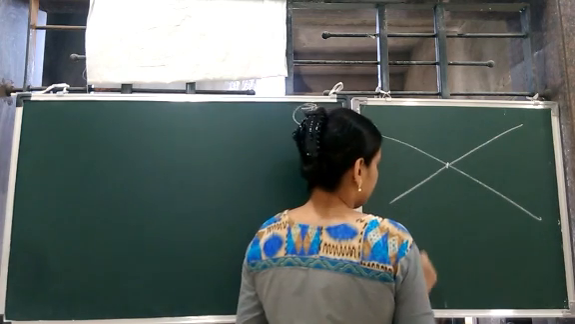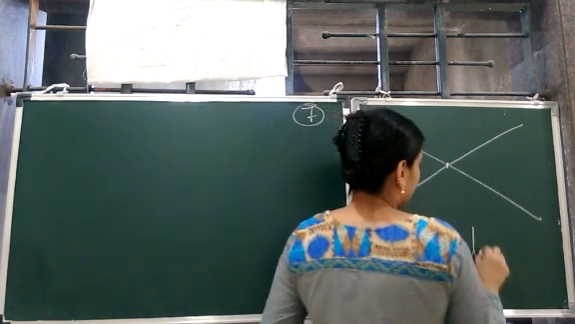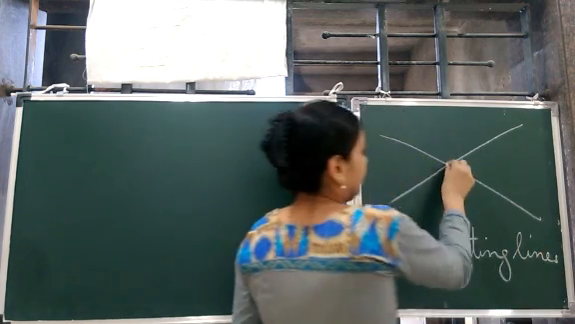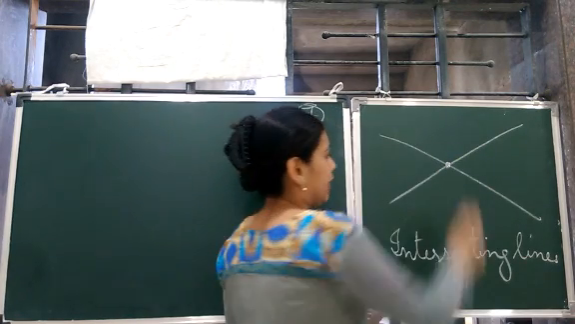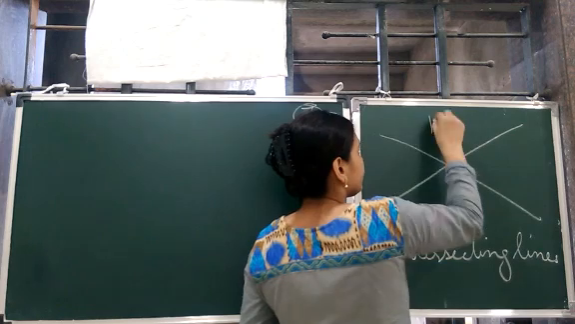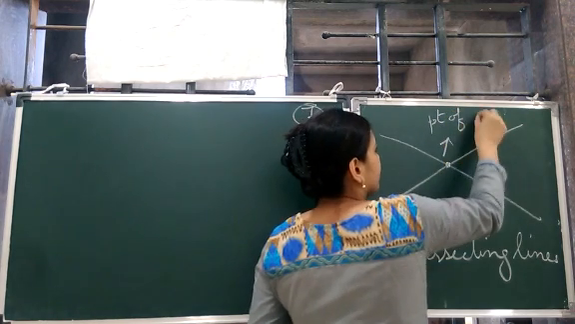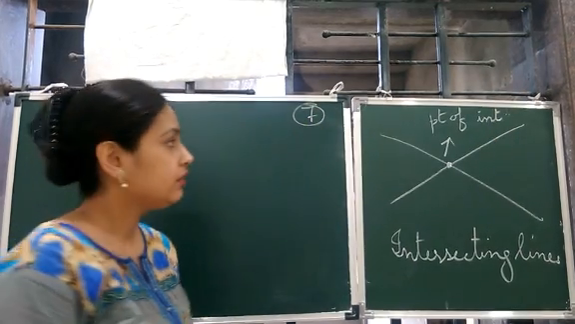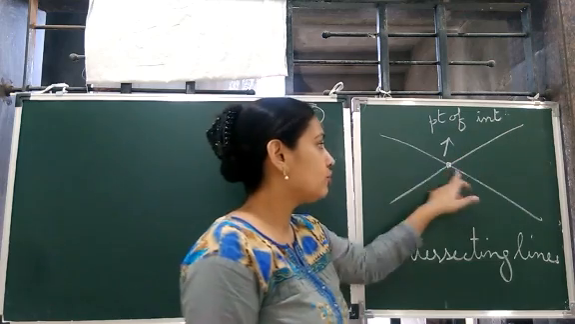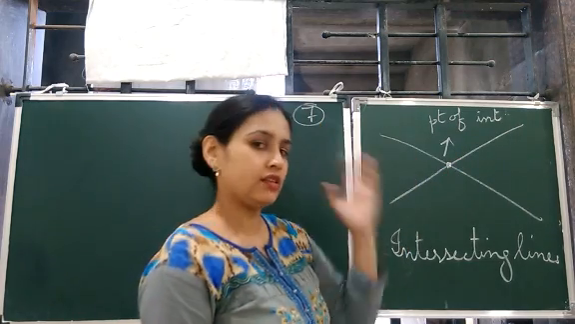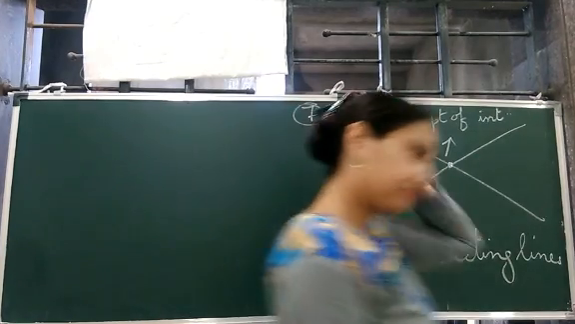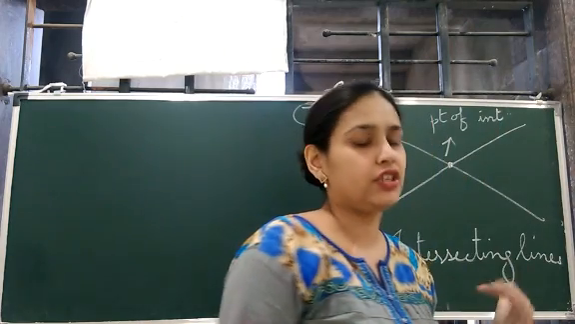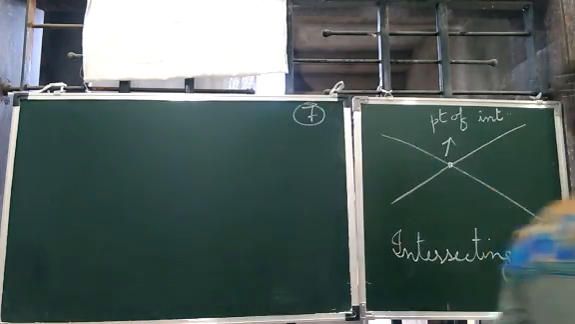Such lines are known as intersecting lines, and the point at which they meet is known as the point of intersection. Now they form angles also. Sometimes they form right angles, sometimes they don't. And when they form a right angle, then they are known as perpendicular lines.